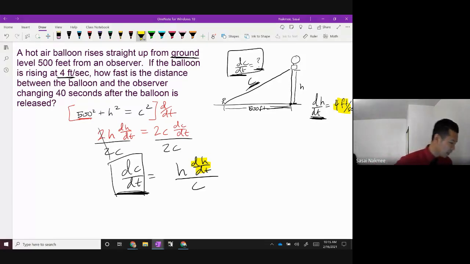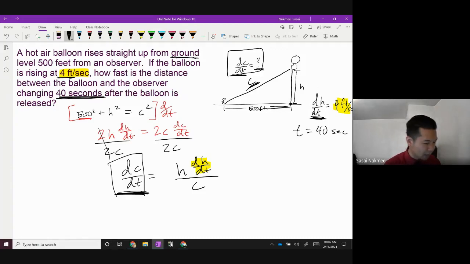Well, let's go back and read the problem here. They don't tell us what the height is, by the way, do they? They just tell us that the balloon is rising at 4 feet per second. How fast is the distance between the balloon and the observer changing 40 seconds after the balloon is released? There's a piece of information here, isn't there? They tell us time is equal to 40 seconds.